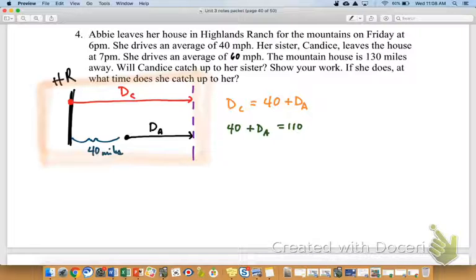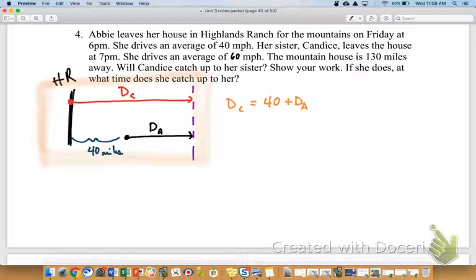Anyways. When I say 40 plus Abby's distance equals 110, doesn't that mean that Abby definitely got to the mountain house? Do we know that? No. We don't. We think that maybe Candace might have caught up to her. We're not for sure, so I don't think we can really use the 110 here because we don't know. Did the catch happen before the mountain house? Did the catch even happen, or did Abby just beat Candace to the mountain house? So I don't think we can really use the 110 in that way.